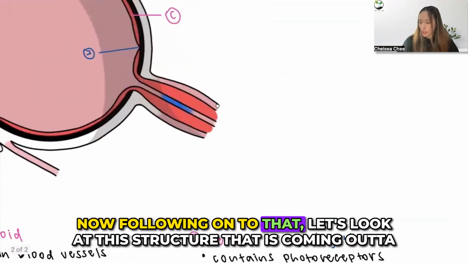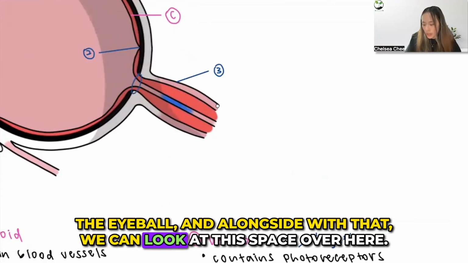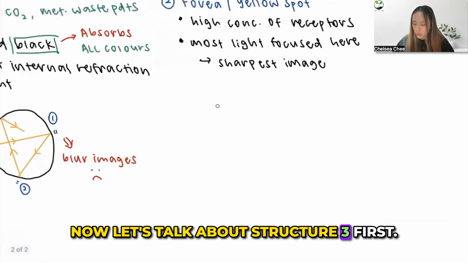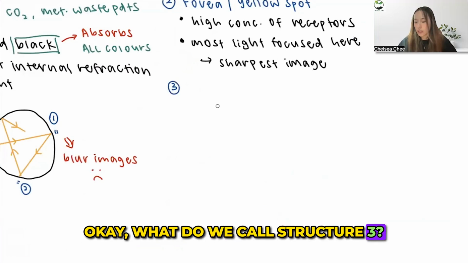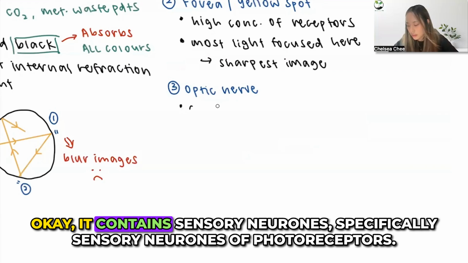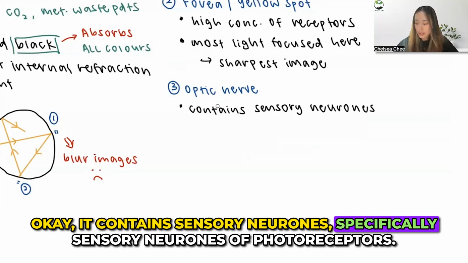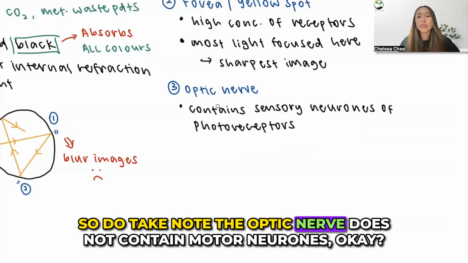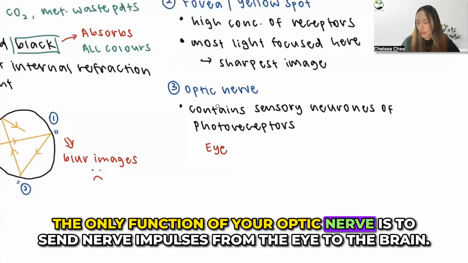Now, following on to that, let's look at this structure that is coming out of the eyeball, and alongside with that, we can look at this space over here. So let's label it 3 and 4. Now let's talk about structure 3 first. What do we call structure 3? It is called the optic nerve. And what is the optic nerve? It contains sensory neurons, specifically sensory neurons of photoreceptors. So do take note, the optic nerve does not contain motor neurons. The only function of your optic nerve is to send nerve impulses from the eye to the brain.